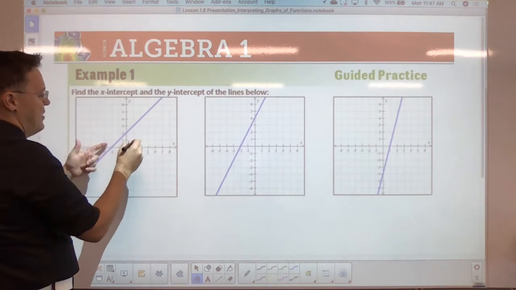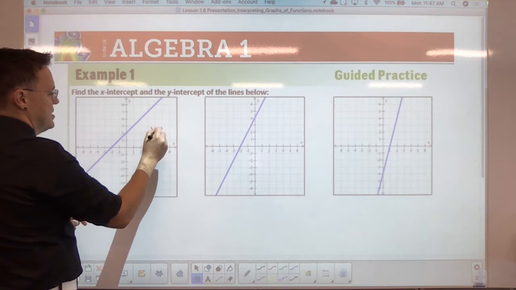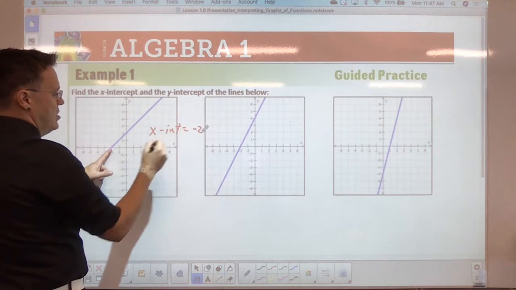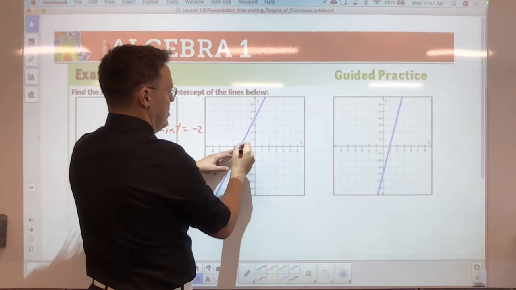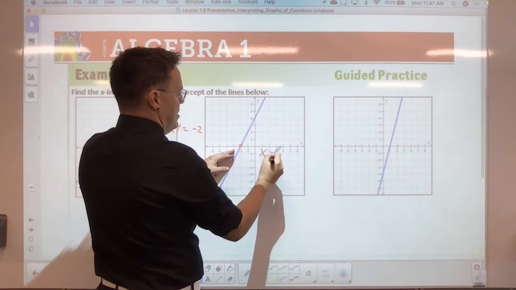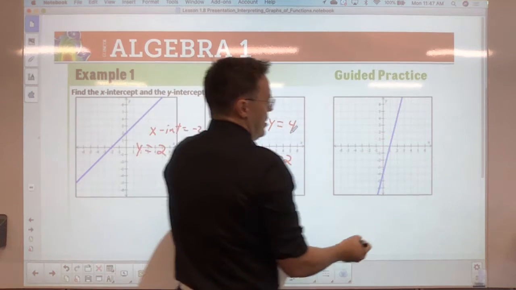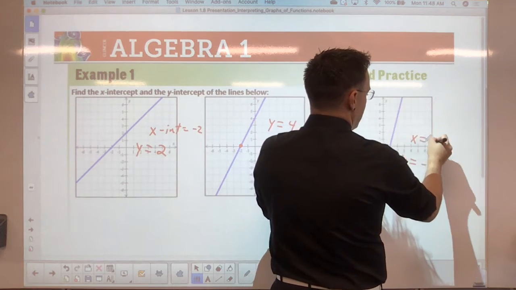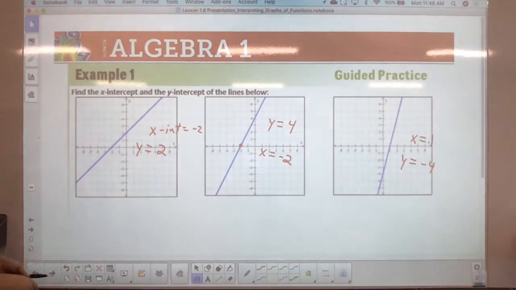For this first graph, the x-intercept is -2, and the y is 2. On this one, my x would have been -2, and my y would have been 4. On this one, my y would have been -4, and my x would have been 1. So please make sure you understand it's the intercept, but I don't want to write it all out.